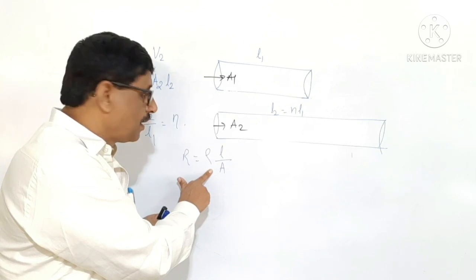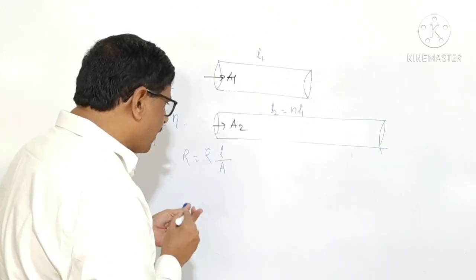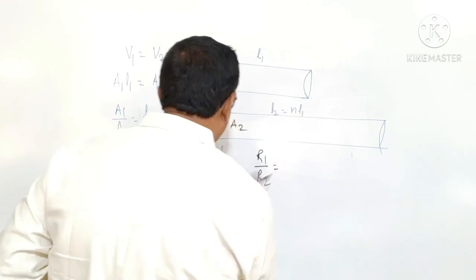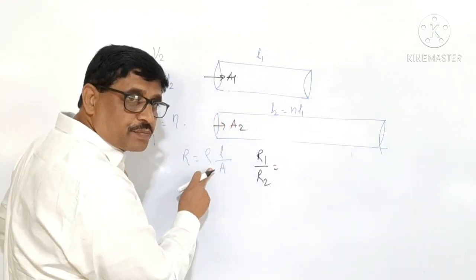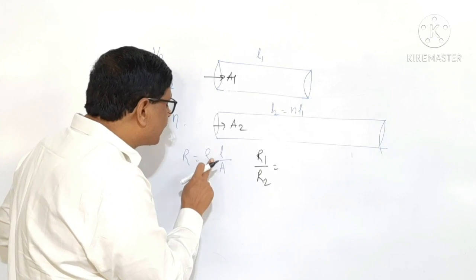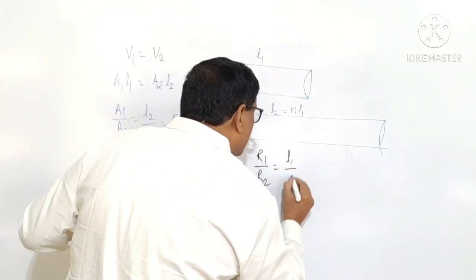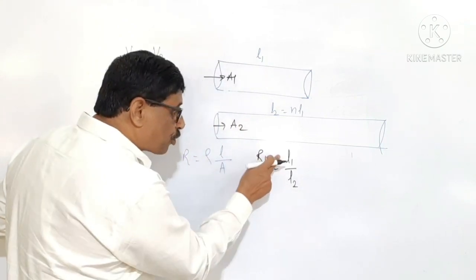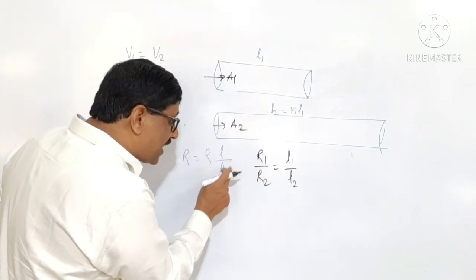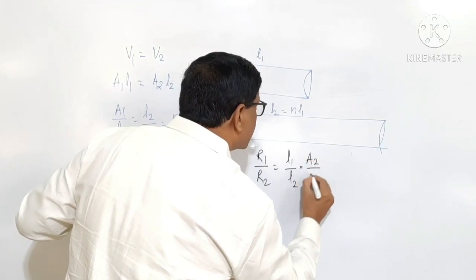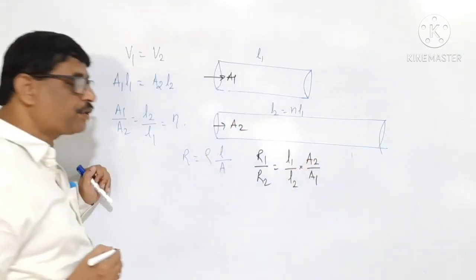And from this, what I am able to write here is that R1 upon R2 is equal to the specific resistance of the conductor remains same. Therefore, it will get cancelled from numerator and denominator, and what remains here is resistance directly proportional to length. Therefore, it is L1 by L2 and it is inversely proportional to cross-sectional area. Therefore, it is A2 by A1.